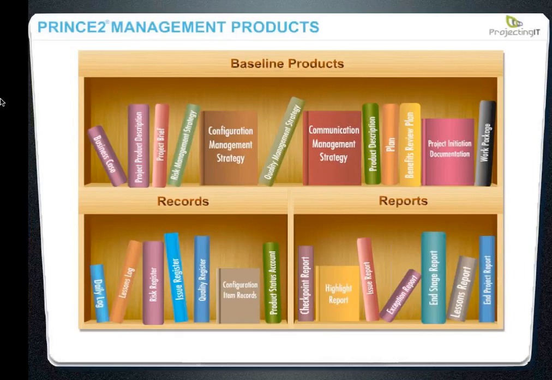The record section contains the products that are basically used to track and monitor project progress. So we have the daily log, which is used by the project manager to capture informal issues and reminders and follow-on actions for the project manager. It is not shared with others, but is just used like a daily diary by the project manager. The lessons log is used to capture all project lessons, like what went well and what went wrong.